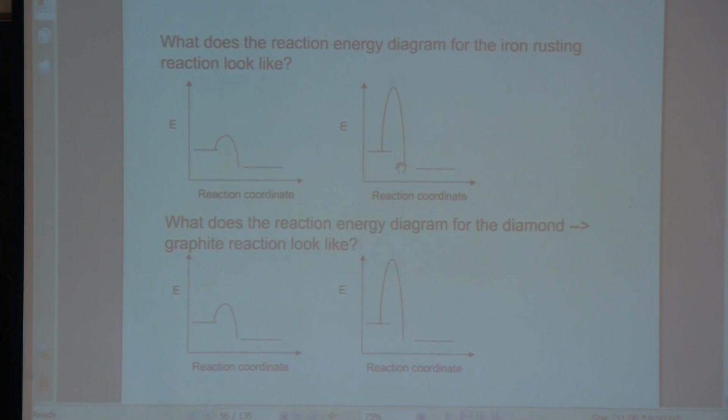Is this reaction exothermic or endothermic? Exothermic. Okay, so is the iron rusting reaction fast or slow? So that means that the diagram which best represents the iron rusting reaction is the one on the left or the one on the right? Yeah, the one on the right.